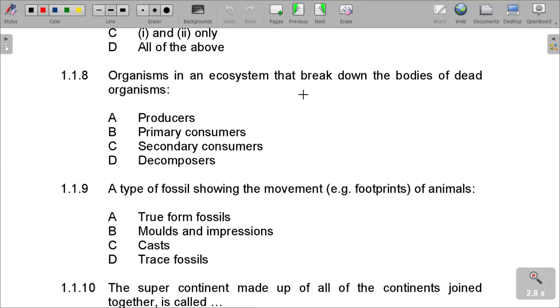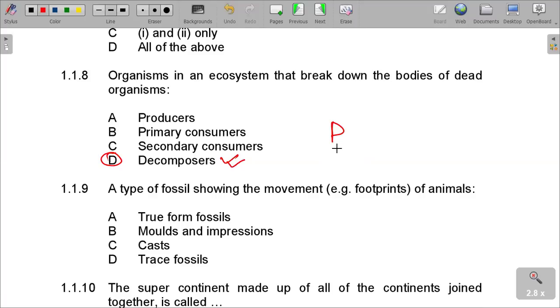So in this case, we are talking about what? About decomposition. Obviously, when something is dead in an ecosystem, it must be decomposed. So what are these organisms in an ecosystem that must break down the bodies of dead organisms? It must be decomposers. Number 8, decomposers are organisms in an ecosystem that break down the bodies of dead organisms. So number 8, our answer is D.